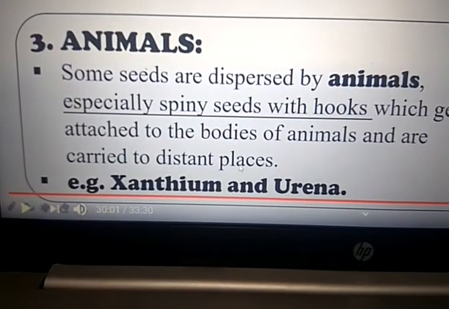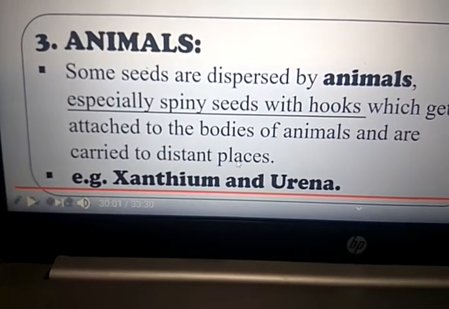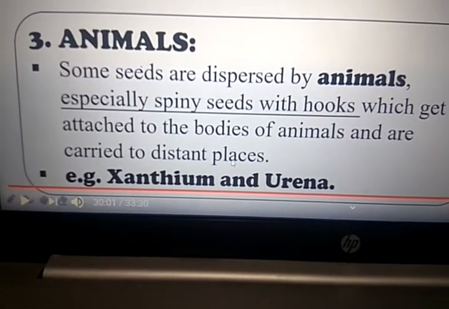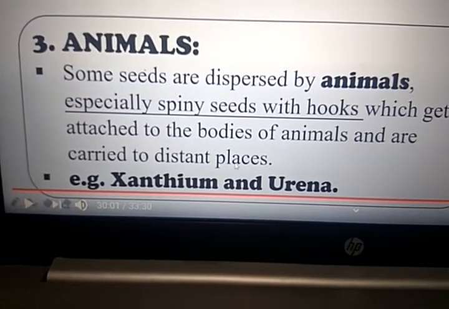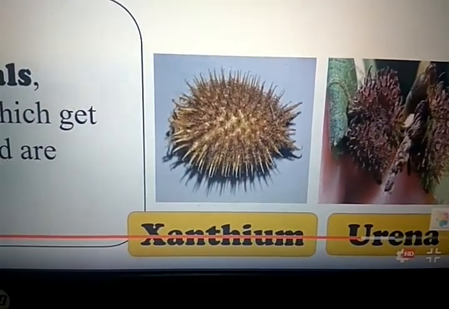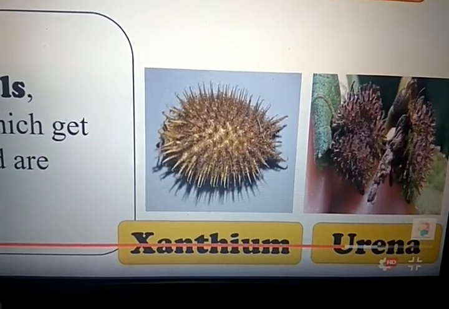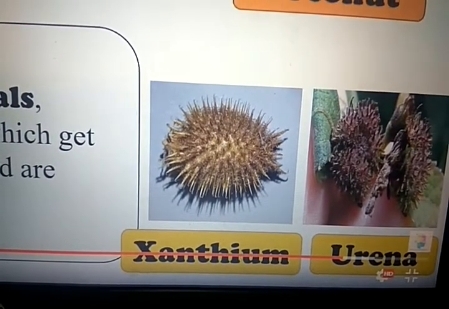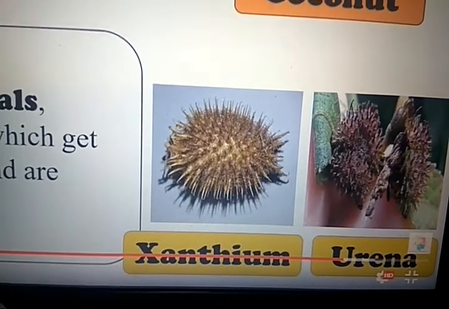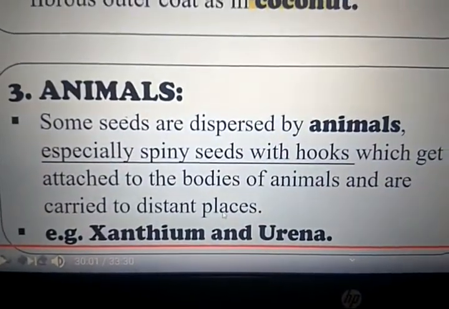Third one, seeds dispersed by animals. Some seeds are dispersed by animals, especially spiny seeds with hooks which get attached to the bodies of the animals and are carried to distant places. Example, Xanthium and Urena. You can see the diagram of Xanthium and Urena. They stick to the animals' skin and the hair on the animals, right? And they will settle somewhere else, they fall at some other place, and from there the plant grows. So seed dispersed through animals, by Xanthium or Urena.